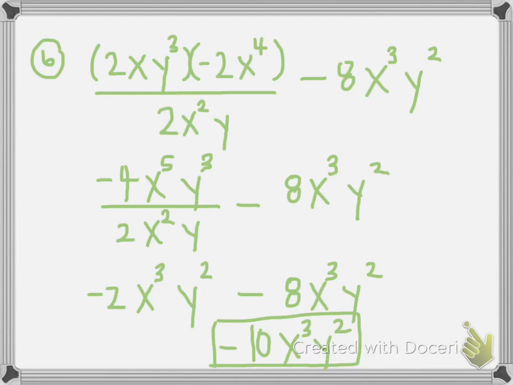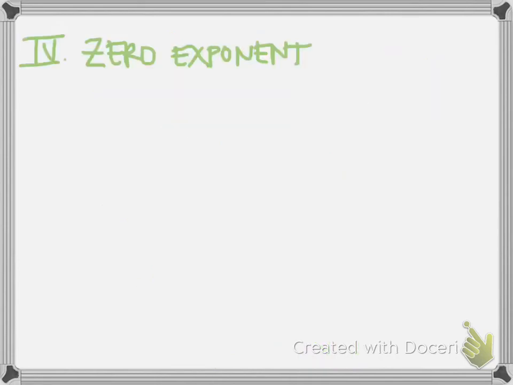Okay, alrighty. Last thing to remember. Okay, so the last thing to remember is the 0 exponent. So anything to the 0 exponent is always a 1. Okay, so anything to the 0 exponent will always be a 1.